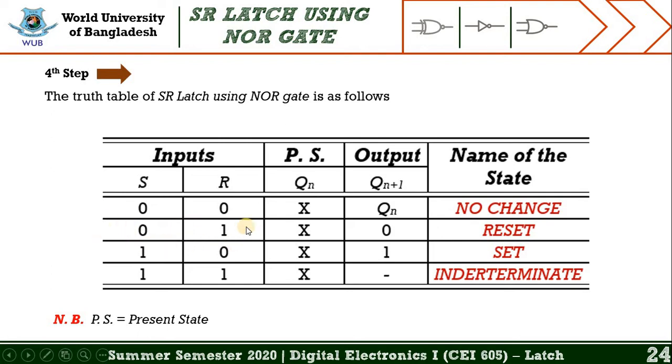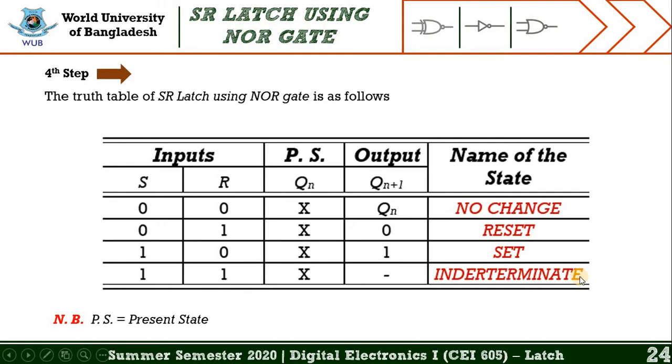Well, after that, when one of the inputs is 0 and the other one is 1, in that case we can call this state the reset state. And when one of the inputs is 1 and the other is 0, in that case we call this state the set state. And when both the inputs are 1, 1, in that case we found the output value is unusual. That's why we can call this state the indeterminate state.